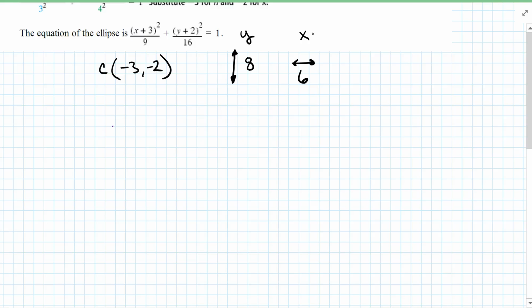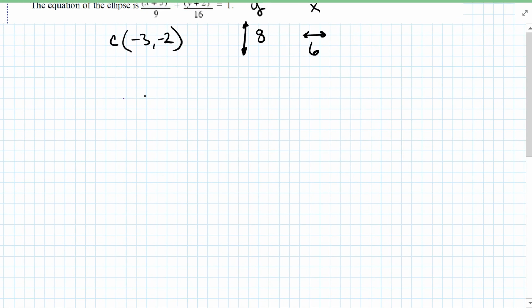So we know our a value is going to travel with y, and we know our b value is going to travel with x because our y is bigger. Alright, so our equation looks like this: (x minus h) squared over b squared plus (y minus k) squared over a squared. So b squared should go with x and a squared should go with y. Okay, how can we find our a squared value?